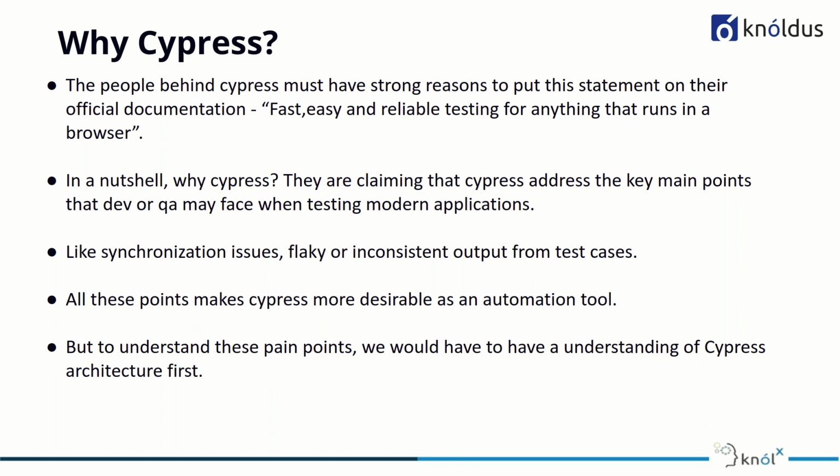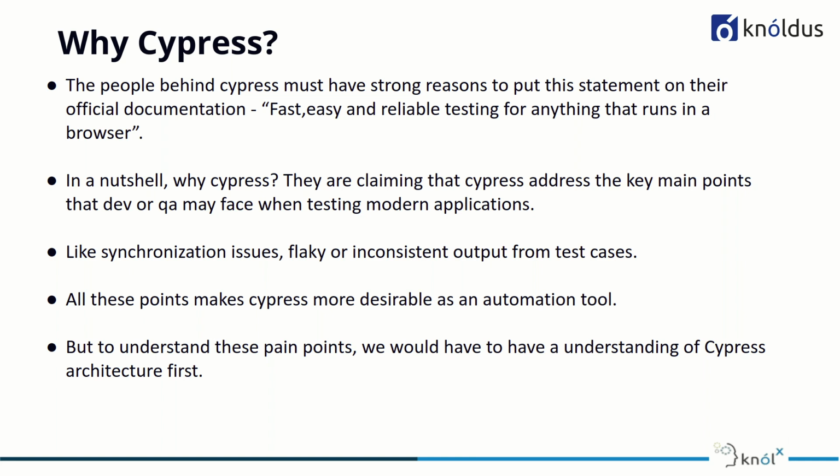The next thing is why Cypress. I mean, why should we opt for Cypress when there are multiple open source tools present in the market for the same thing, right? So the correct question to be asked here is how Cypress is unique or different from other test automation tools that we have. I've quoted this line in the previous slides as well: the fast, easy, and the reliable one. So the people behind Cypress must have solid reasons to put up a strong statement like this on their official documentation. They are claiming that it is fast and very much reliable for everything that runs on a browser. So in a nutshell, why Cypress?